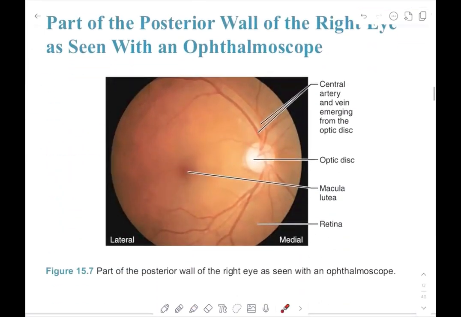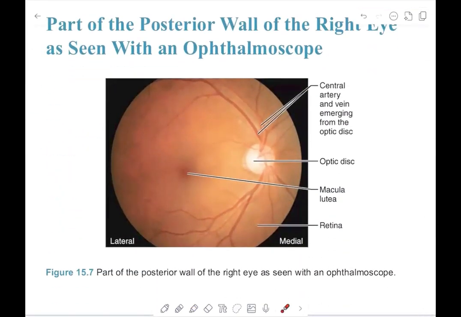So when your eye doctor looks at the back of your eye with what's called an ophthalmoscope, this is what they see. So first we can see the optic disc, and remember that the optic disc is also called the blind spot. And it's called the blind spot because there are no photoreceptors. So this is why you need to turn your head to look into your blind spot before changing lanes. Remember what you learned about in driver's ed.